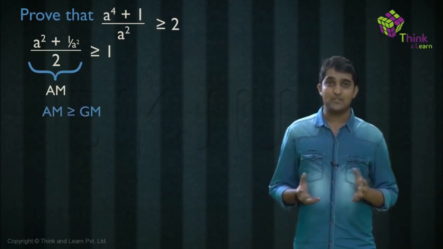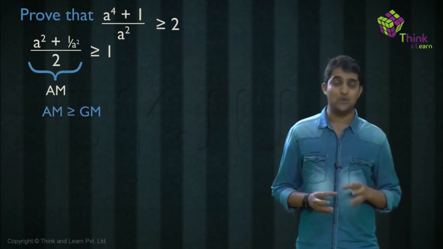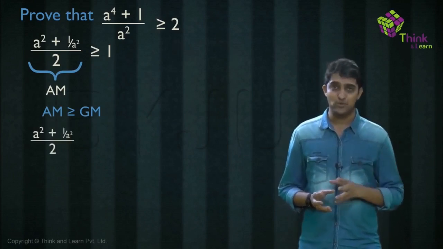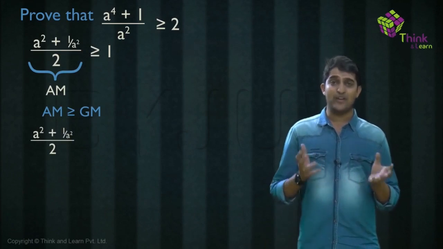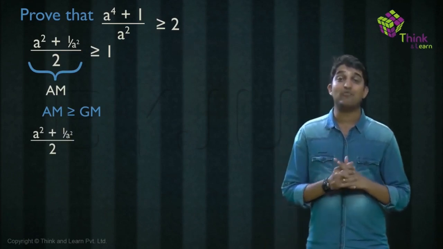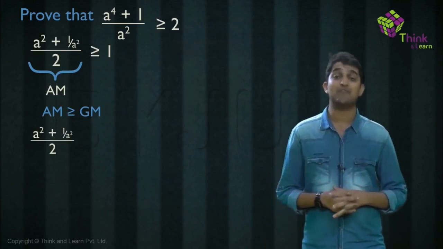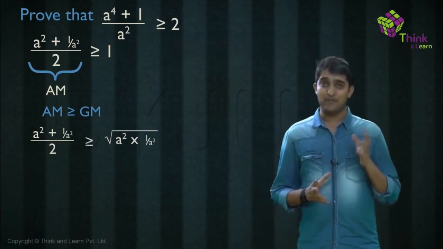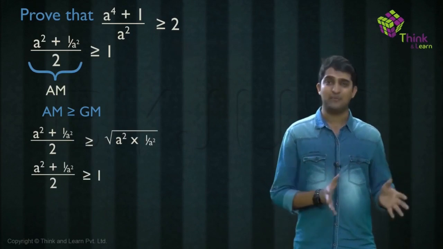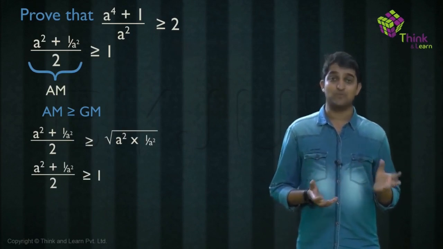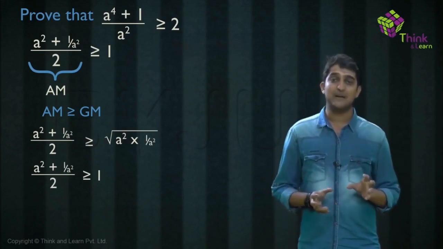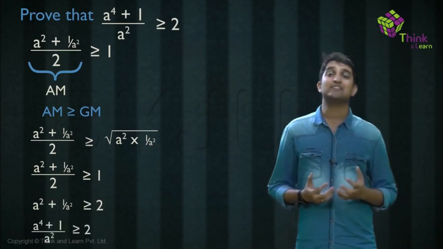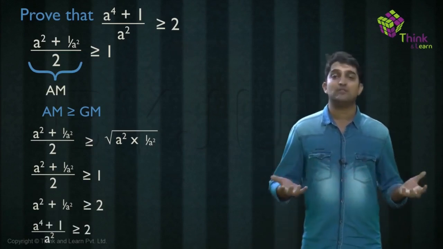So what will happen? The AM of these two terms is (a^2 + 1/a^2) whole divided by 2, and what will be the GM? We're talking about the GM of a^2 and 1/a^2. GM of a^2 and 1/a^2, as you know, is the root of a^2 multiplied by 1/a^2. a^2 multiplied by 1/a^2 will be 1, root of 1 is 1. So the expression is nothing but AM and GM, and you already know that AM is greater than or equal to GM. So your proof is there.